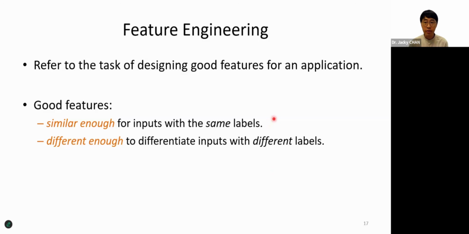we want to have similar feature values. And in case the labels are not the same, like cat versus dog, then we want the feature values to be as different as possible. And this step is very crucial. Having good features is very crucial for a successful machine learning model.